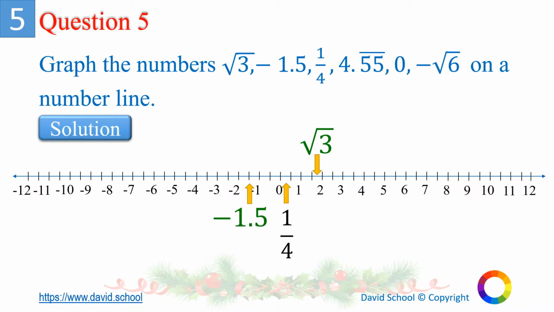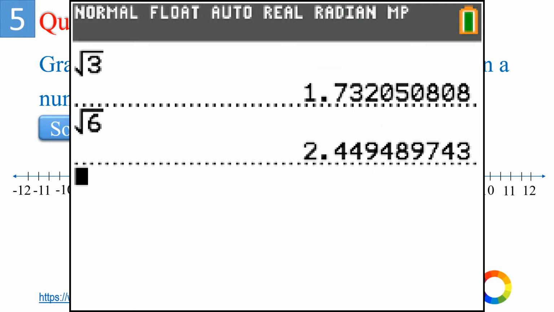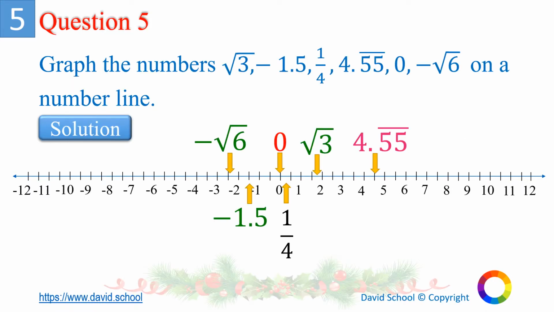4.55 bar is a rational number because 4.55 bar is a repeating decimal, non-terminating, which can be expressed as a fraction. 4.555 is right here. We have 0. Negative square root 6. Square root 6, if you plug it in the calculator, we get 2.449 and so on, which you can place here. This is how we place numbers on the number line.